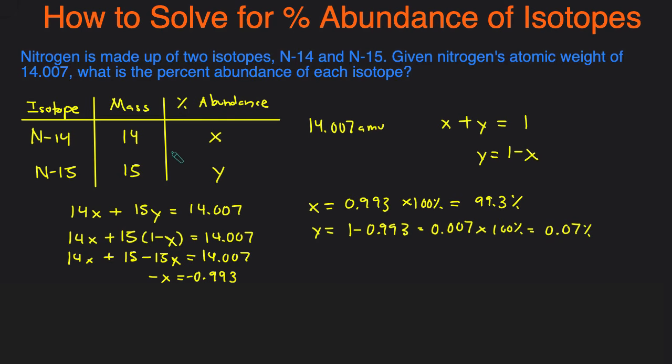So that means the abundance of nitrogen 14, which is x, is 99.3%, and the abundance of nitrogen 15, which is y, is going to be 0.7%. That means of all the isotopes of nitrogen, 99.3% of it is nitrogen 14, and 0.7% of it is nitrogen 15, which is why the average atomic mass of nitrogen is very, very close to 14.